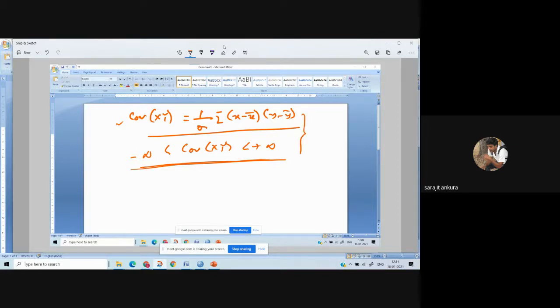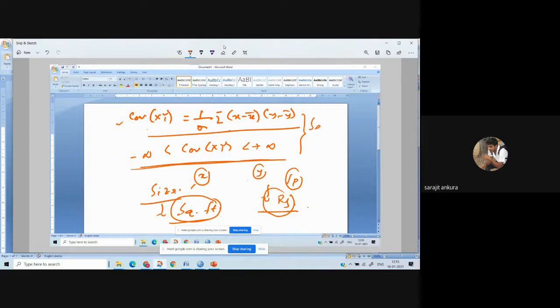Another problem is this. When we take the two variables x and y, suppose x is the size of the house and y is the selling price of the house. We know the selling price of the house is in rupees and the size is in square feet. So x has one unit, y has another unit, and the two units are different. When you take the value of covariance of xy, it is the product of two units, rupees into square feet. Naturally, units are different.